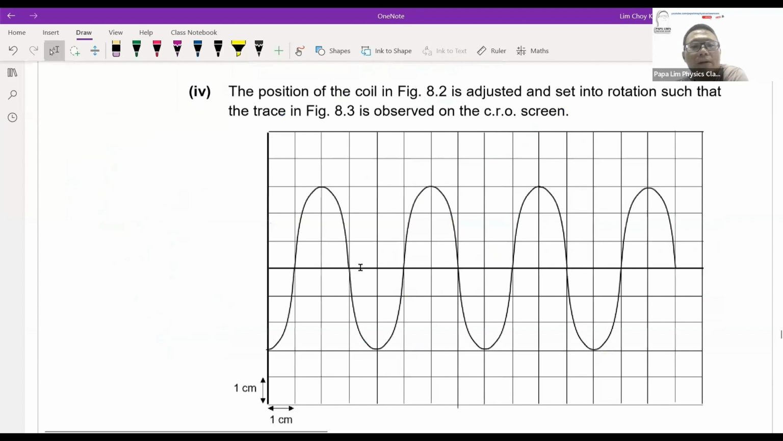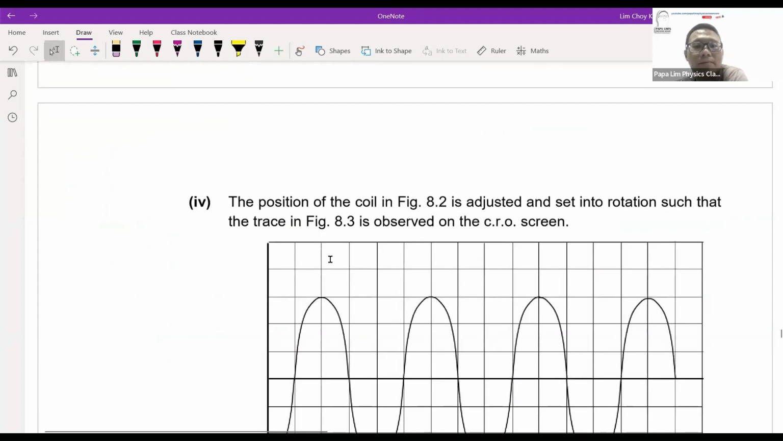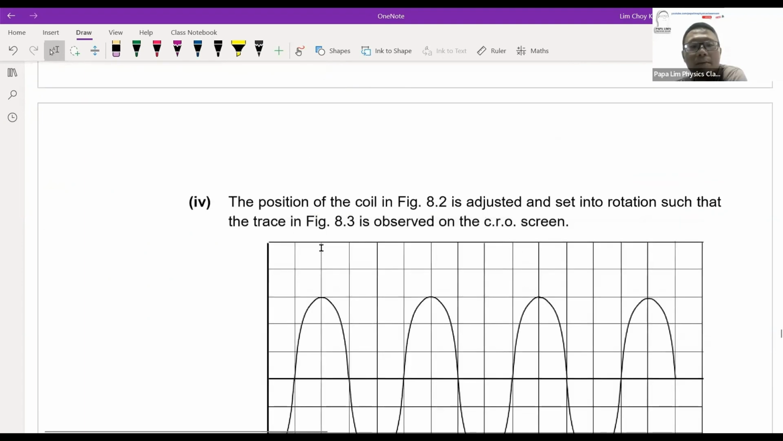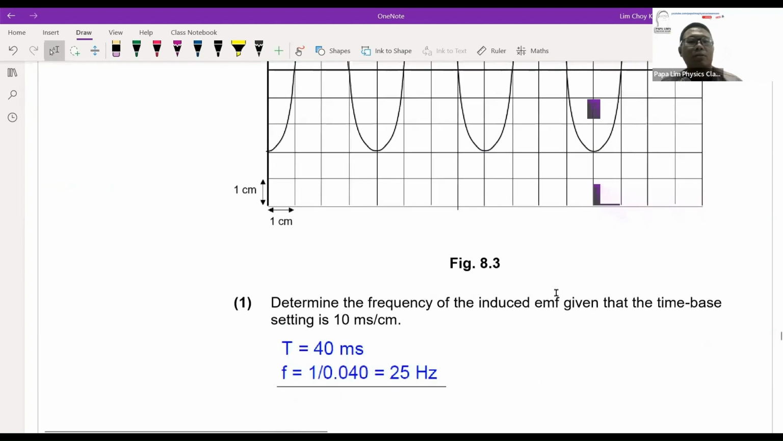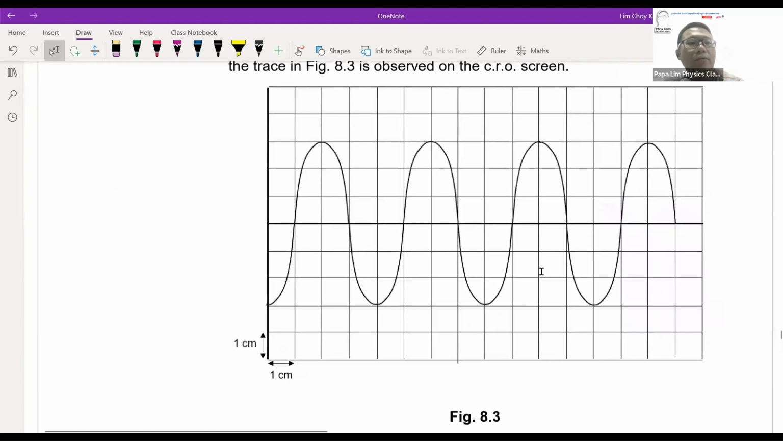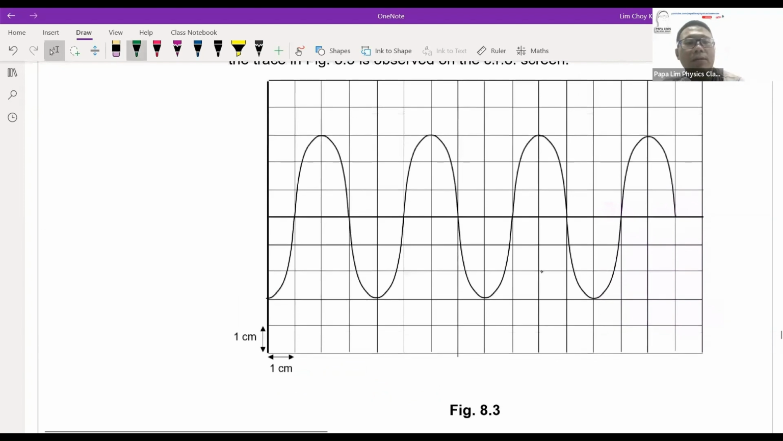Now, part 4, you'll find that the rotation is given here. The trace of the AC motor is given here, and determine the frequency of the induced EMF. This one I would say is quite straightforward in the sense that for the CRO, this is one cycle.